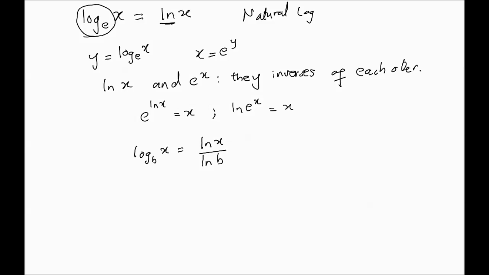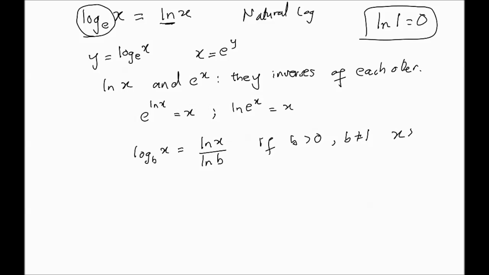The only condition here is that b is greater than 0, and b cannot be 1, for obvious reasons, because ln of 1 is 0. Log of 1 is 0. That's an important property, and we should mention it here: the ln of 1 is in fact 0. That's an important property of the natural log. So b is greater than 0, b is not equal to 1, and of course x has to be greater than 0. These conditions have to hold for this rule to apply.